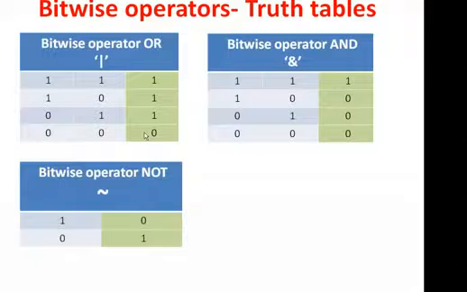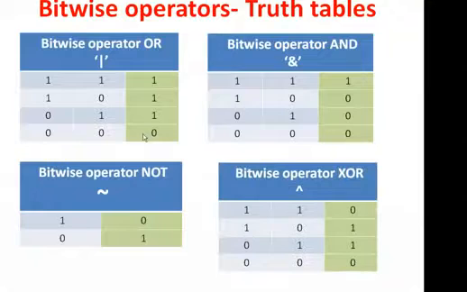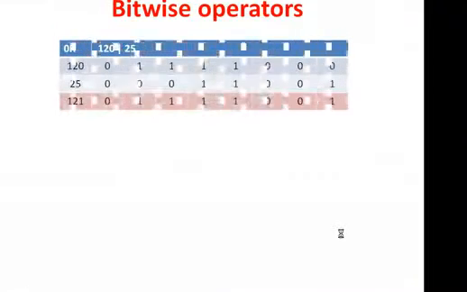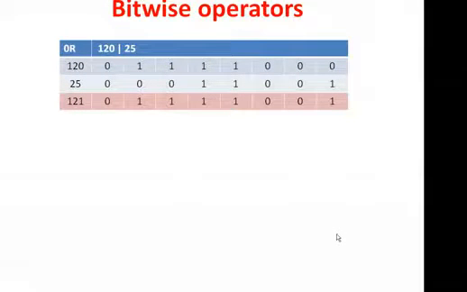And the NOT is just about flipping 1 to 0 and 0 to 1. And coming to the exclusive OR, please remember in XOR, both the bits have to be different to give our end result as 1. So you can see that 1 0 and 0 1 is giving 1 as the result, and if both the bits are the same, then it is giving the end result as 0. I have just applied these bitwise operators to numbers like 120 and 25.